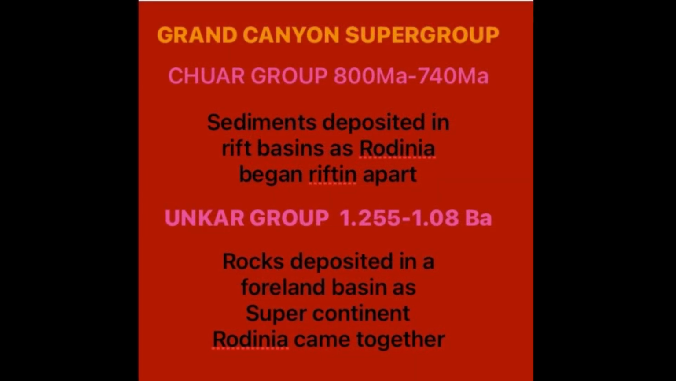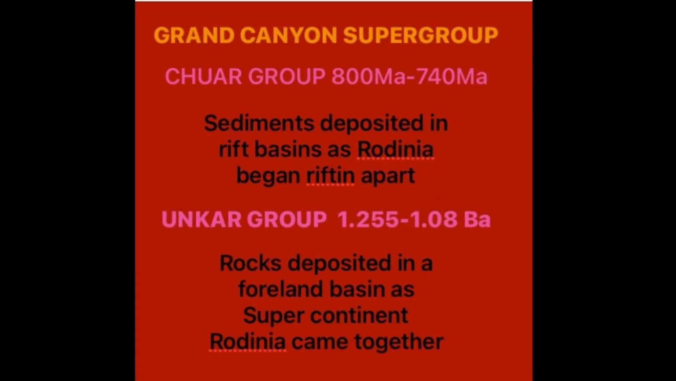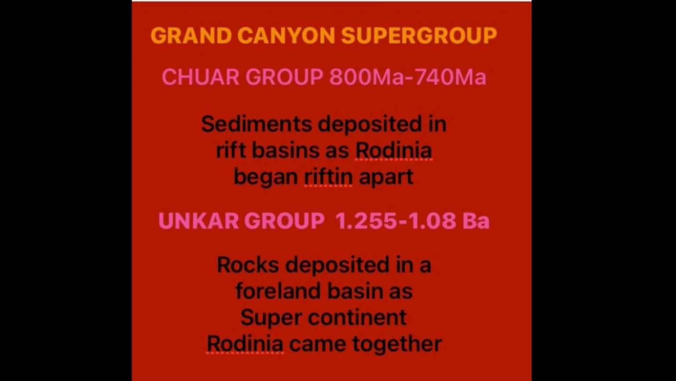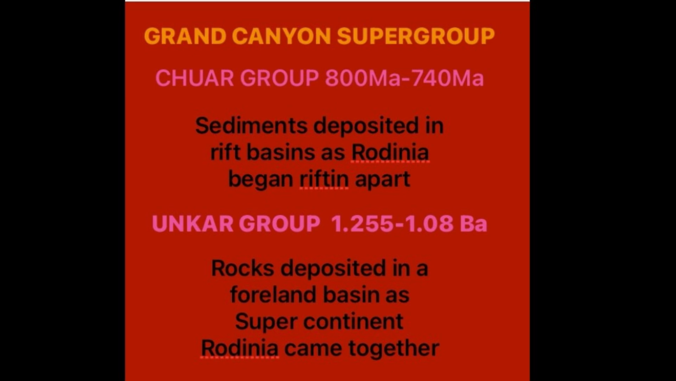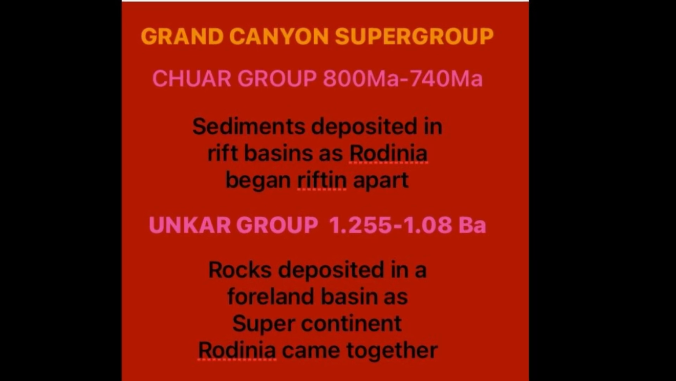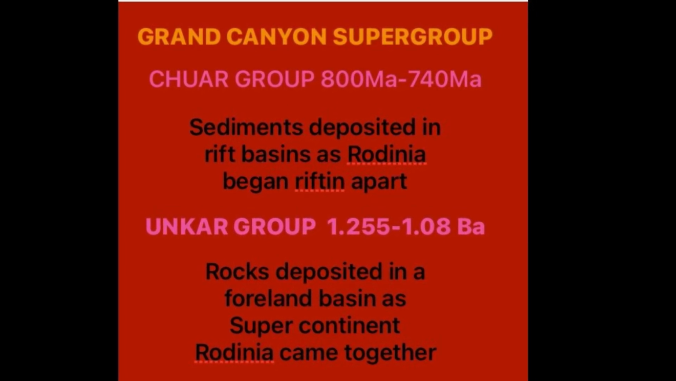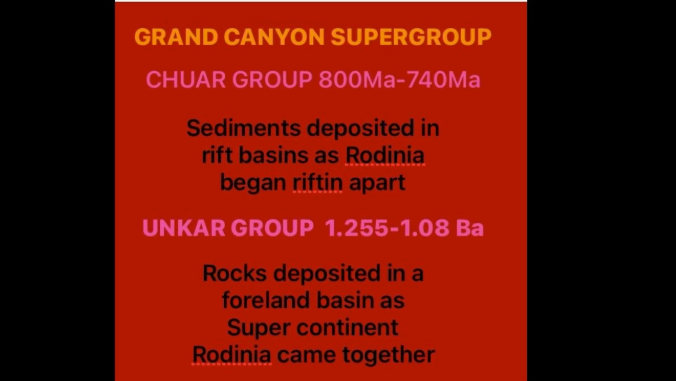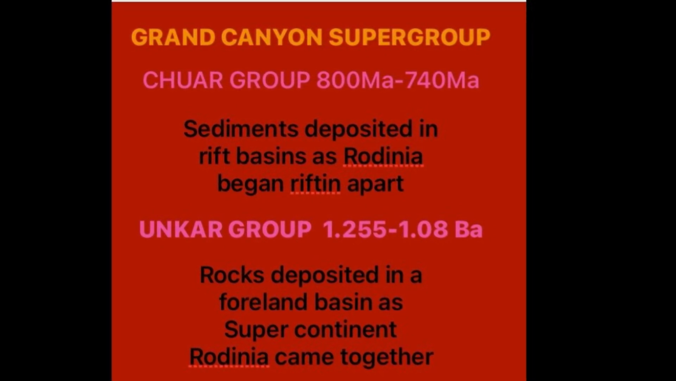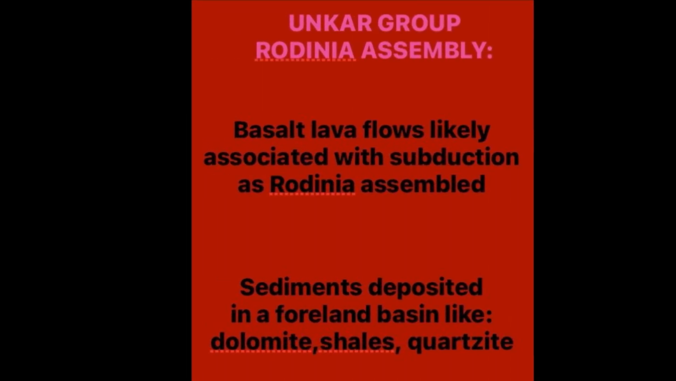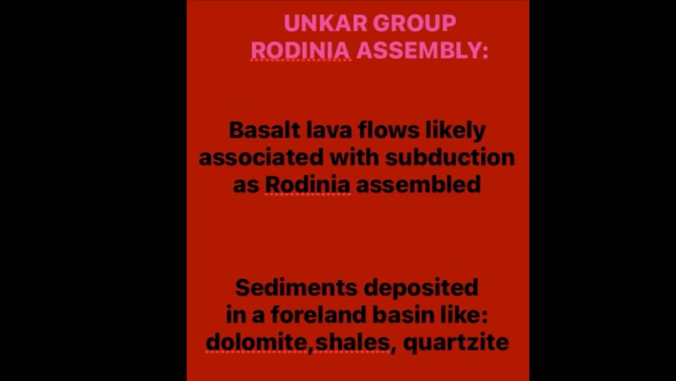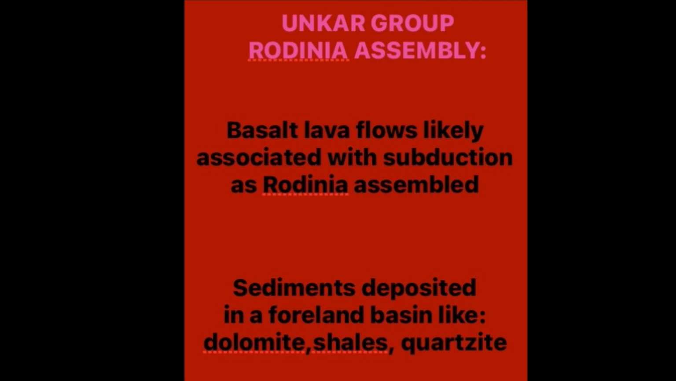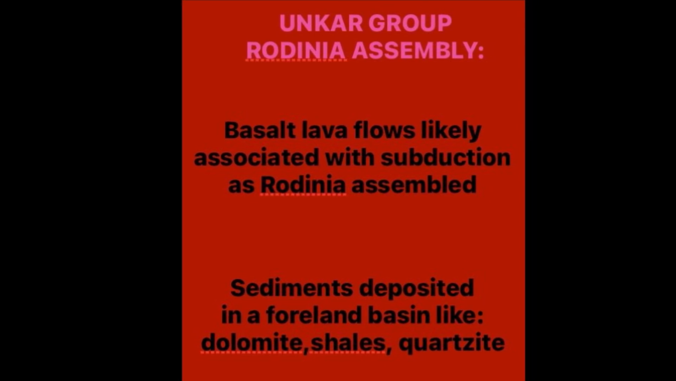The Grand Canyon supergroup has two main subgroups. The oldest one is the Unkar group, deposited between 1.255 billion years ago and 1.08 billion years ago. The Unkar group of rocks represent sediments that were deposited in a foreland basin as supercontinent Rodinia came together.